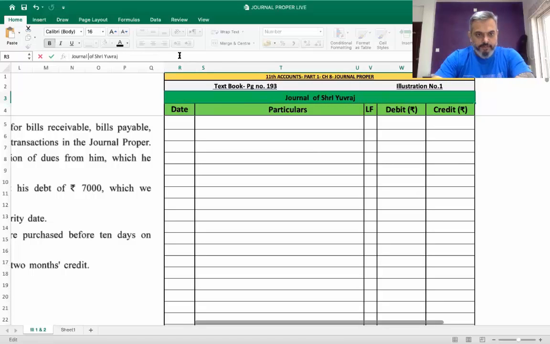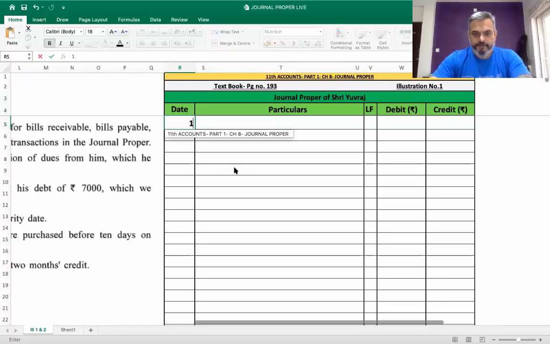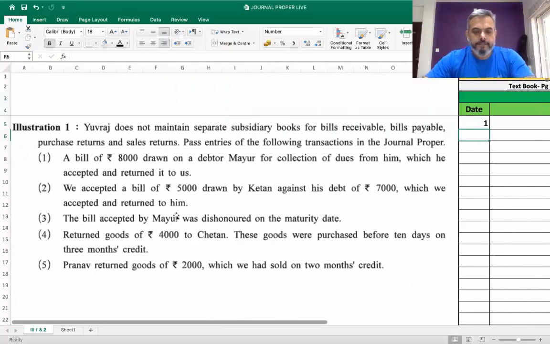We'll use journal proper of Sri Yuvraj. Now, date is not given, so first, a bill of 8,000 drawn on debtor Mayur for collection of dues from him which he accepted and returned to us. So our debtor is Mayur, debtor means the person to whom we have sold goods on credit.